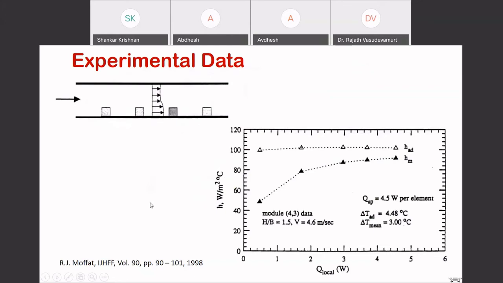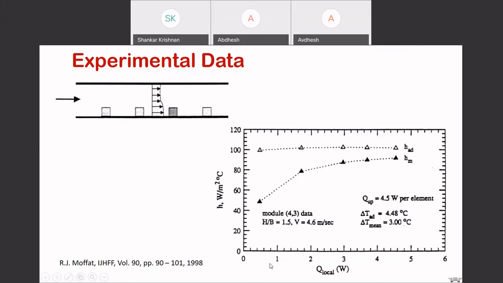For example, Professor Moffat showed back in 1998 that when I have flow over a bunch of heat sources, this top line is the heat transfer coefficient obtained using adiabatic temperature, and these are the local power levels of the heat sources, and the bottom one is the mean temperature based heat transfer coefficient. You can see that the adiabatic temperature based heat transfer coefficient is almost constant, that is, it is invariable.